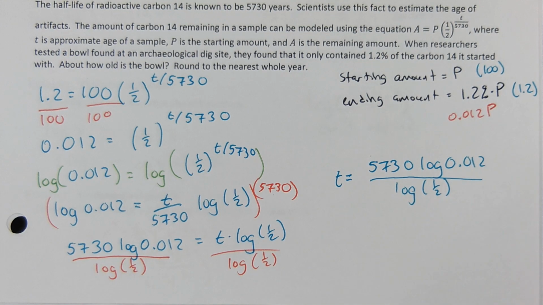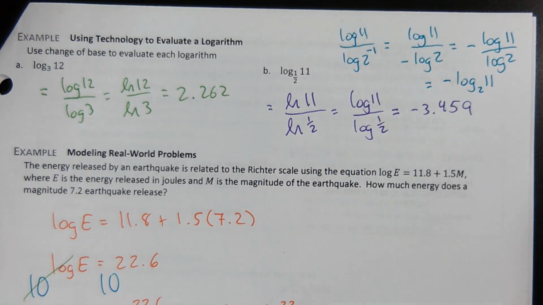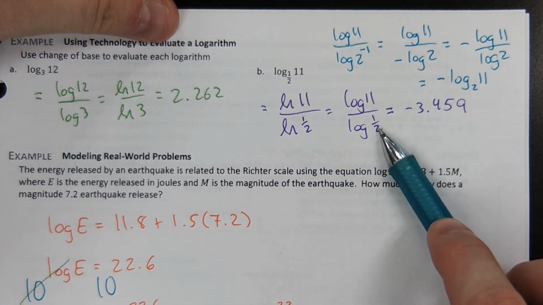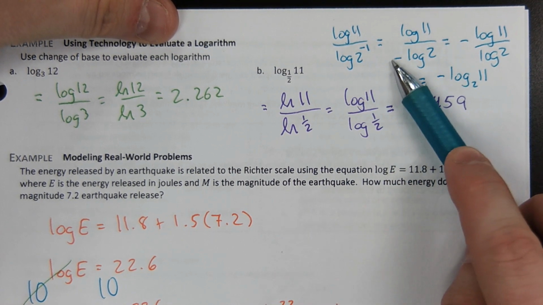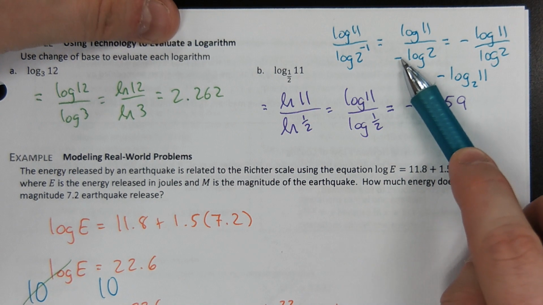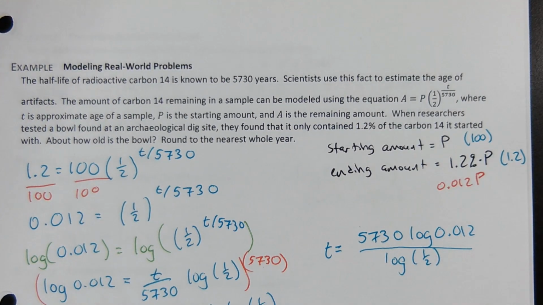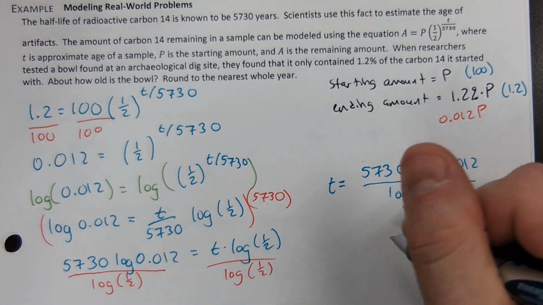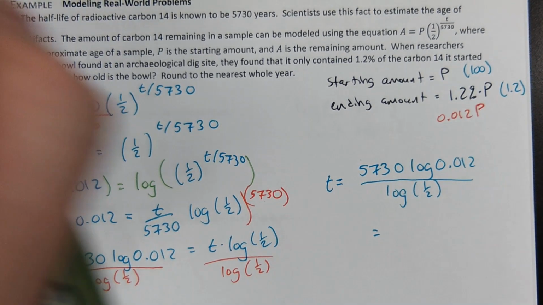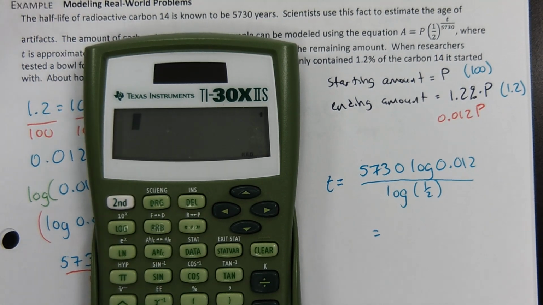But it's the same result, because like we said up here, this 1/2 could have been thought of as 2 to the negative 1, which moves the negative. And it doesn't matter if the negative sign is on the top of the fraction or the bottom of a fraction. 100% does not matter. But we could type this on our calculator exactly as it sits, and we're going to round to the nearest whole year. Let's see what we get.